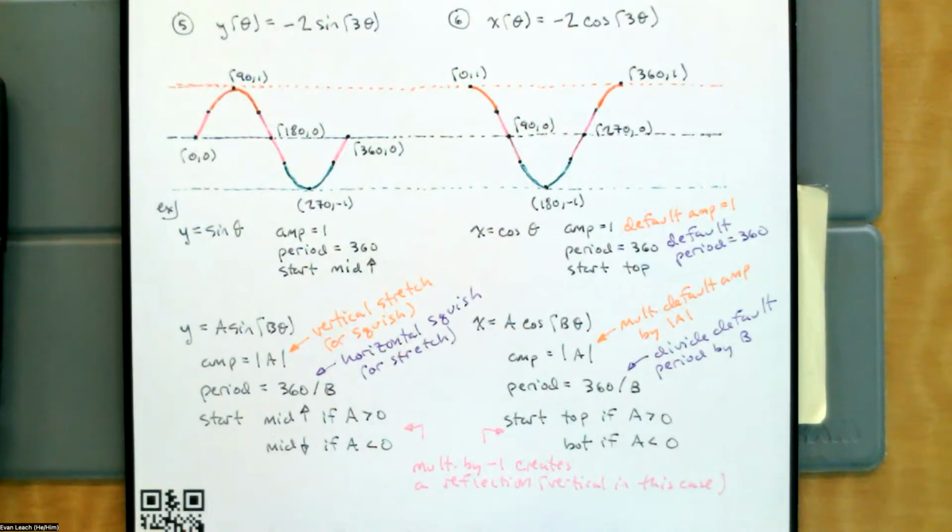These are the things that we want to notice. The operation that I'm using is multiplication: A times the sine of B times theta. A and B are both being included with multiplication. A is producing a vertical stretch or squish, and B is producing a horizontal squish or stretch.